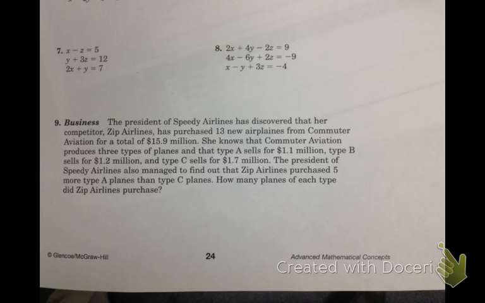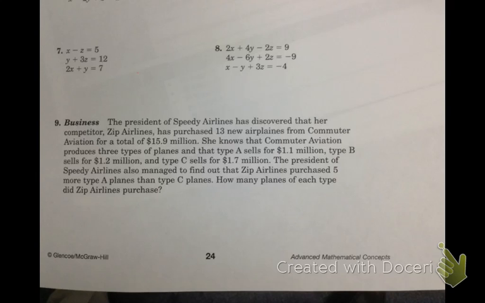She knows that Commuter Aviation produces three types of planes, and that would be Plane A, which sells for $1.1 million, Type B that sells for $1.2 million, and Type C sells for $1.7 million. The president of Speedy Airlines also managed to find out that Zip Airlines purchased 5 more Type A's than it did Type C's. How many planes of each type did Zip Airlines purchase?